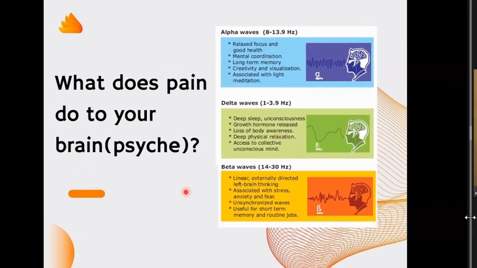Then we have the beta waves. Now, beta waves are connected with the left brain thinking. They are associated with stress and anxiety and fear. So, for example, when we have pain, let's say leg pain, knee pain, back pain, joint pain, different kinds of pain. And over time, when the pain is not getting better, you will see that you are getting stressed out about it.